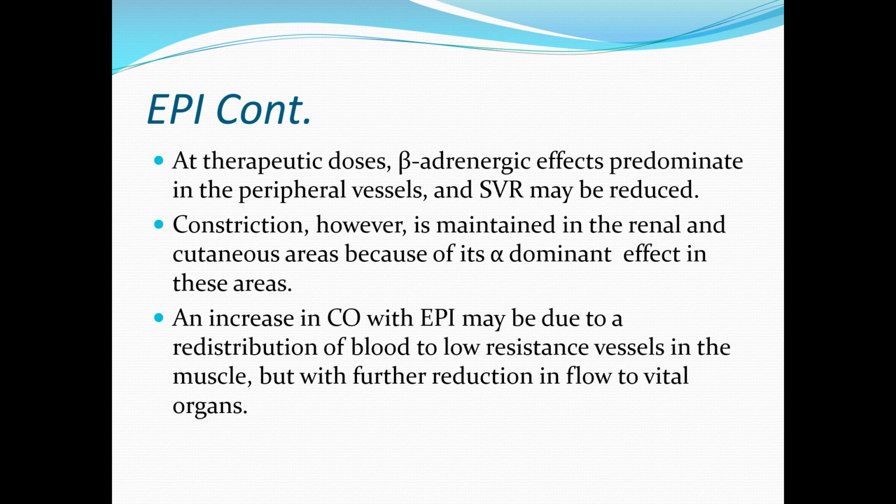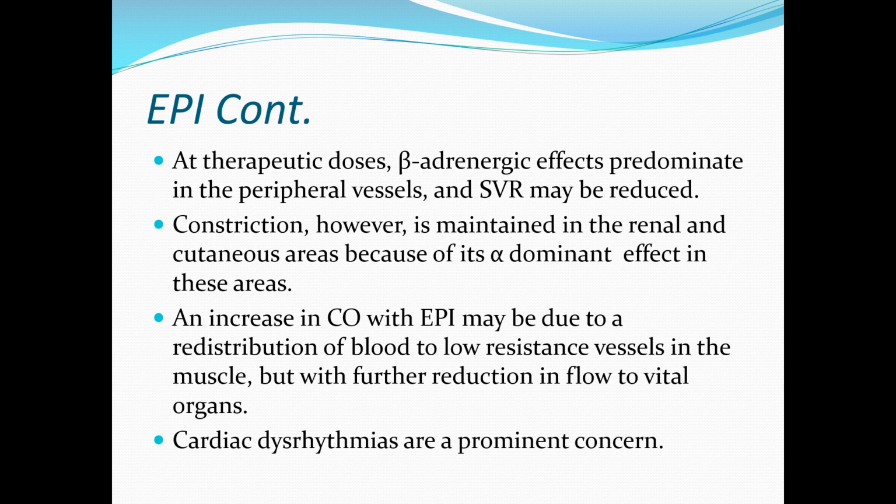An increase in cardiac output with epi can be due to a redistribution of blood to low resistance vessels in the muscle, but it can further reduce the flow to the vital organs. Cardiac arrhythmias can occur with epinephrine, and it's one of the major concerns when you use a beta-1 stimulating agent. Epi activates other receptors too, but the beta-1 receptor activators are usually arrhythmogenic.